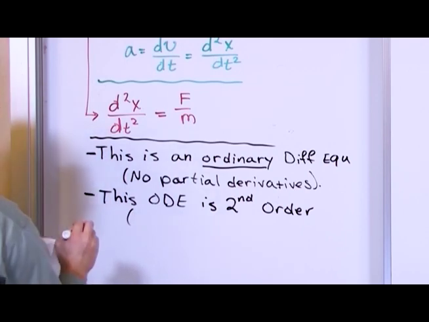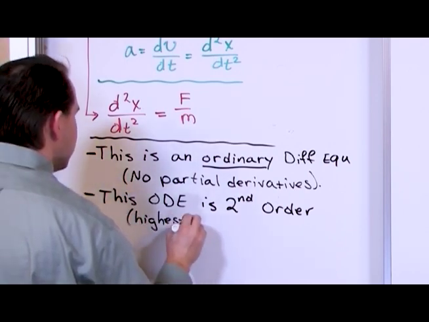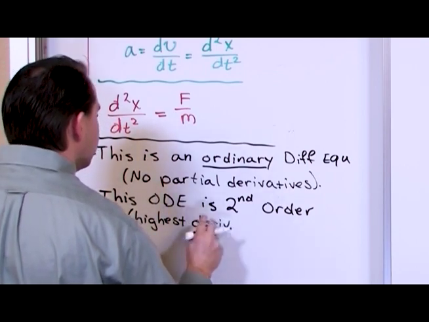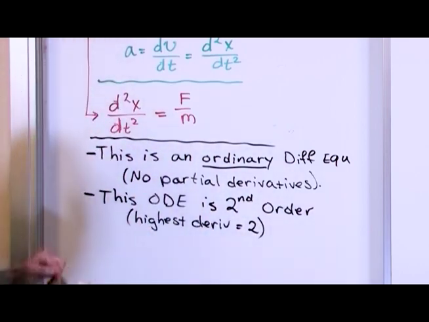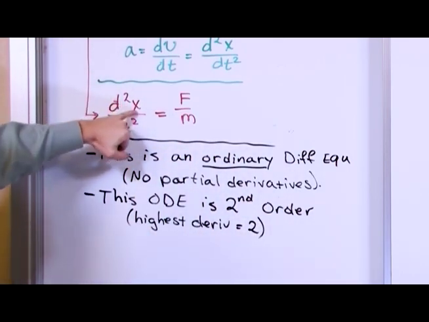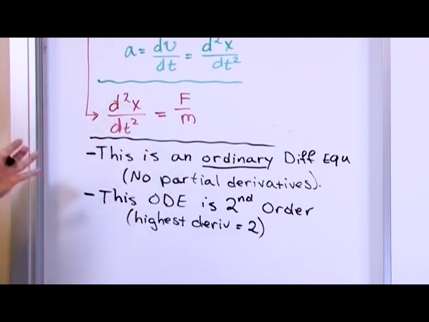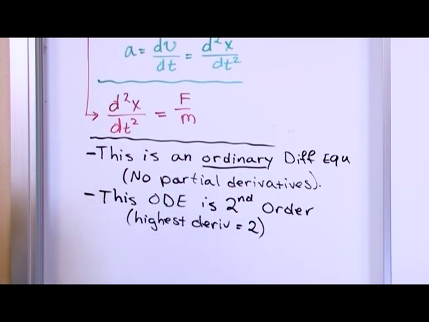And the reason it's of second order is because the highest derivative, deriv means derivative, the highest derivative is equal to 2. Right? So this is what you have here. This obviously isn't squared. This is telling you that this is the second derivative of x. That's the highest derivative in this problem. And so this is a second order differential equation.